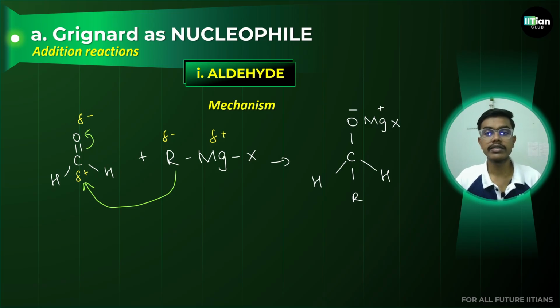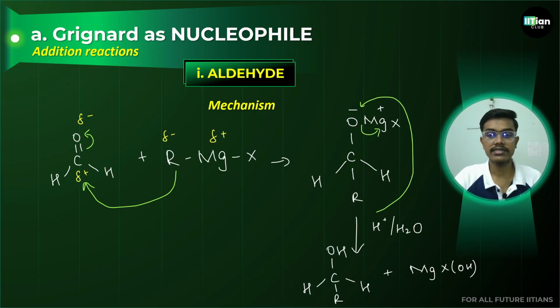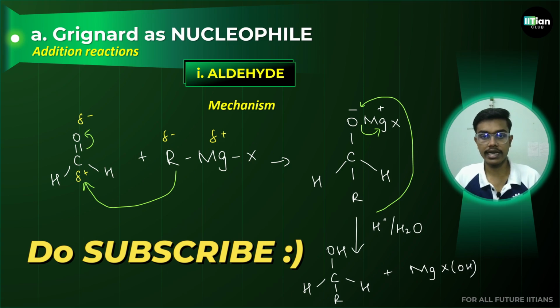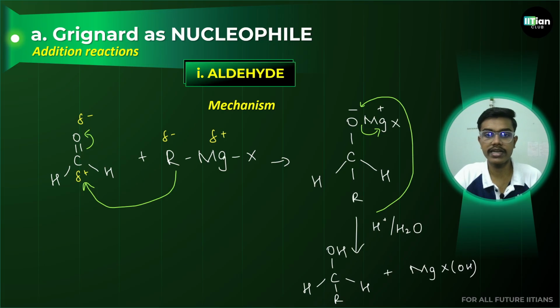And now this is the first step. The second step is when H+ comes and attacks and forms the final alcohol compound. H+ goes and attacks there and you will get the alcohol. I hope you got this. Basically, there is a carbonyl bond wherein carbon is electron deficient and R in RMgX Grignard reagent is electron rich. It is attacking there and you are getting the final compound. I hope you understood the mechanism.